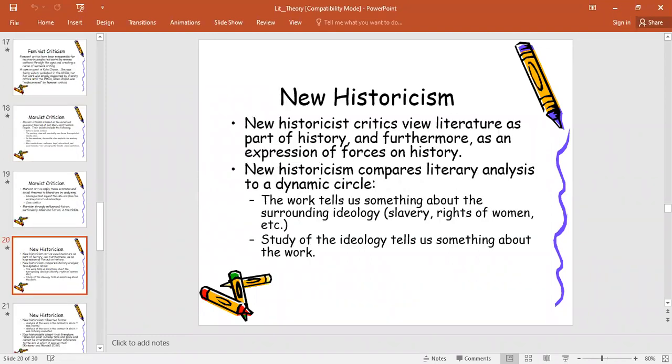New historicism. New historicism critics view literature as a part of history and furthermore as an expression of forces on history. It means that there were certainly new historicists who introduced that literature has nothing to do with our life. It is the part and parcel of the past. So that's why there's no need to go through the literature, and you may move your life while living in the present time.